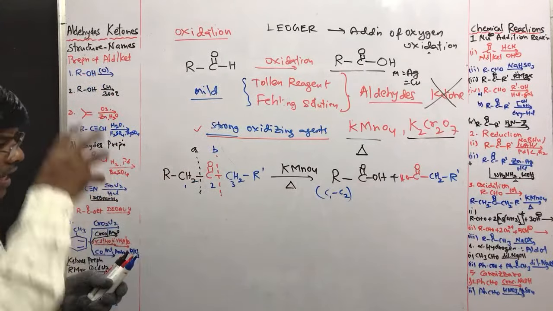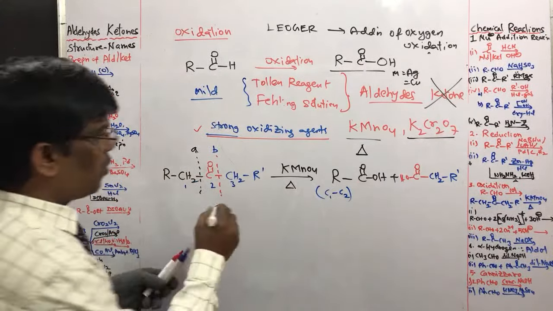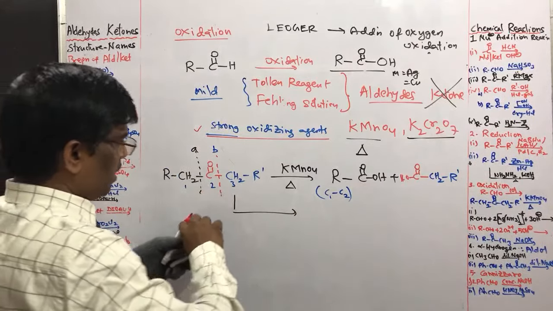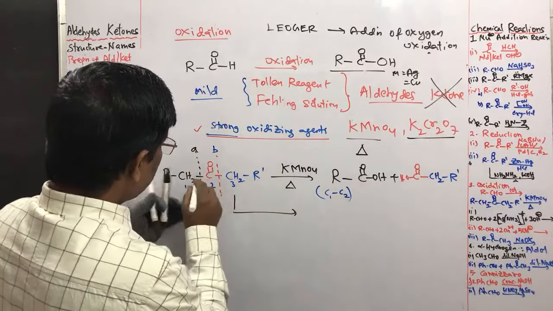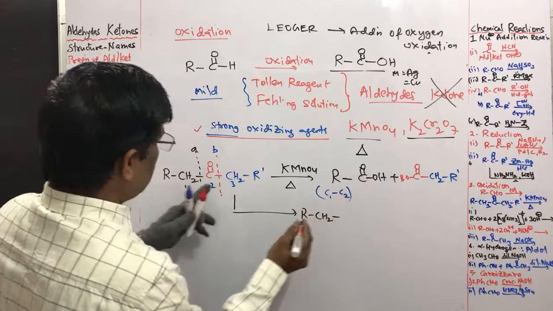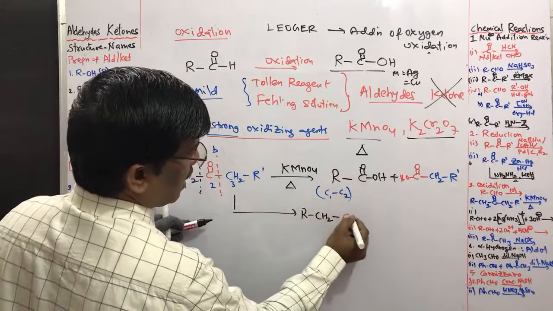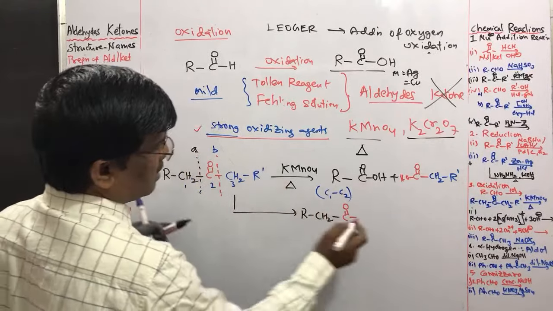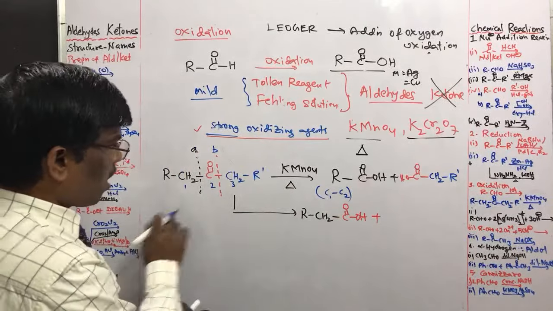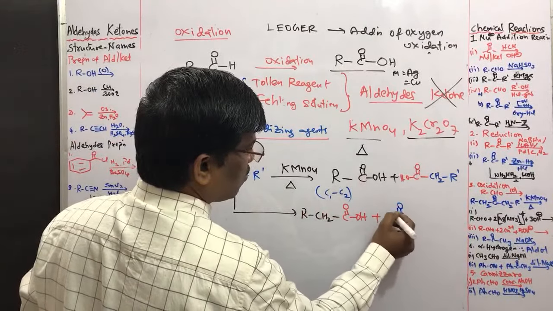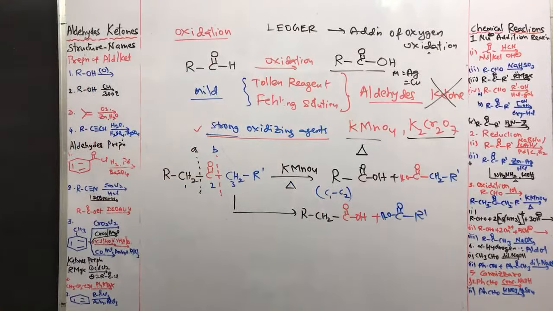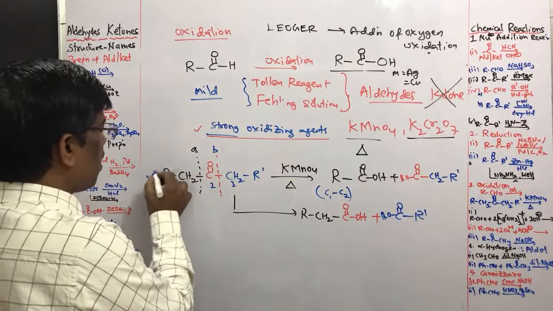At the same time, it can give a mixture of compounds. It can break at C2 and C3. So at C2 and C3, what is going to happen? RCH2, this carbonyl carbon on this side becomes acid, and now this other carbon is going to oxidize to acid, with R'. So this is how it gives a mixture of compounds.